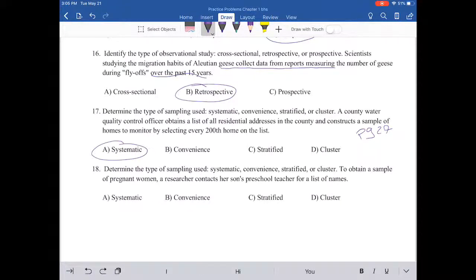And here we're looking to obtain a sample of pregnant women. So a researcher contacts their school's preschool teachers for a list of names. We call this convenience sampling. Convenience sampling is using something that is very easy to get. Most of the time, if you have younger kids, there's not going to be too much of an age gap between them, so you might be able to narrow down a list and find pregnant women a lot quicker, and it'd be easier to get. And once again, that's found on page 27 of your book.